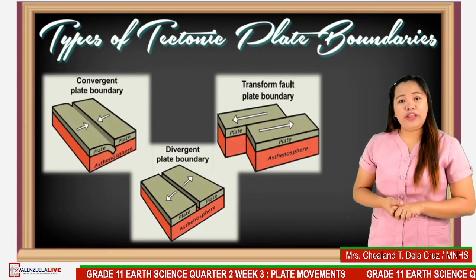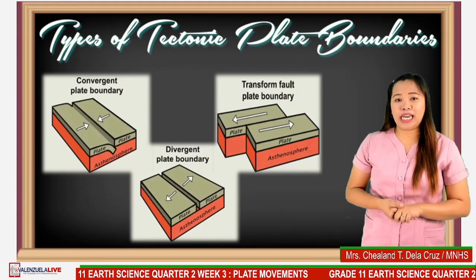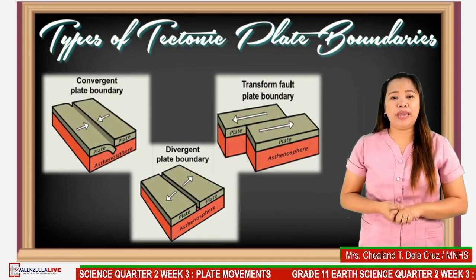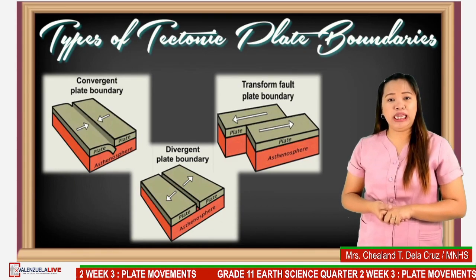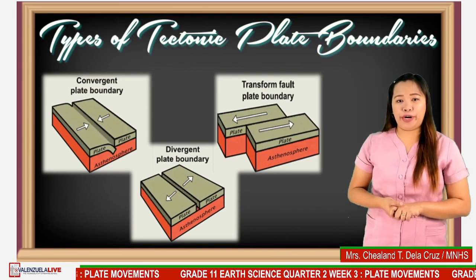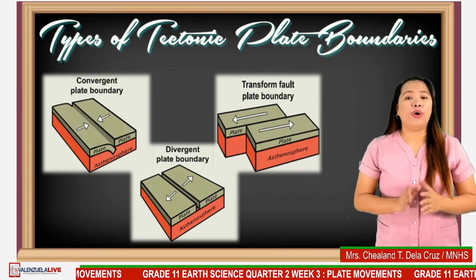Another significant information discovered by the plate tectonics theory is the three main types of tectonic plate boundaries, which are convergent, divergent, and transform. Let's discuss them one by one.